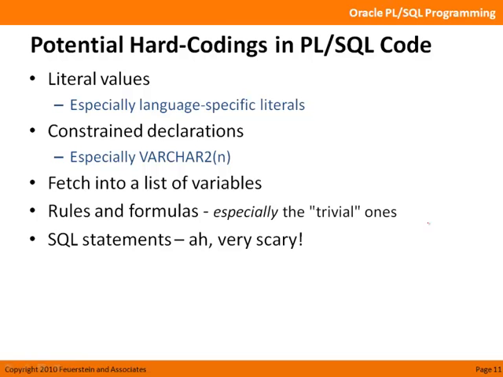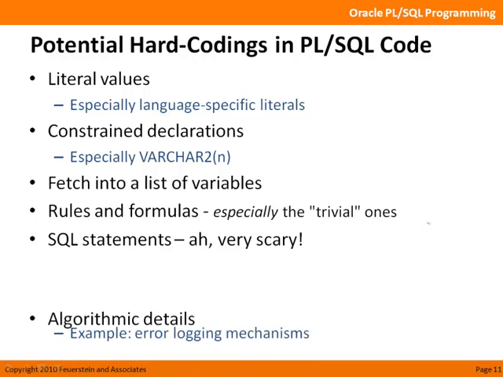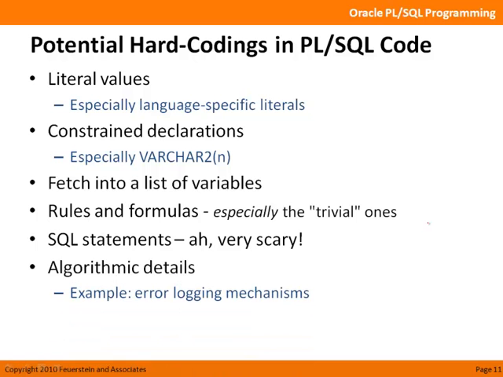SQL statements, as I mentioned, I consider every SQL statement you write to be a hard coding. And I'm sure that sounds rather scary to a lot of you, since you write SQL statements all over your applications. They're hard codings? We'll come back to that one. Algorithmic details, essentially how you're getting the job done. For example, how do you log errors to your error log table? How do you do exception handling? How do you implement various elements of your underlying architecture? The more you hide, the better off you are, and the more you expose, the more you're hard coding how you're doing those things.